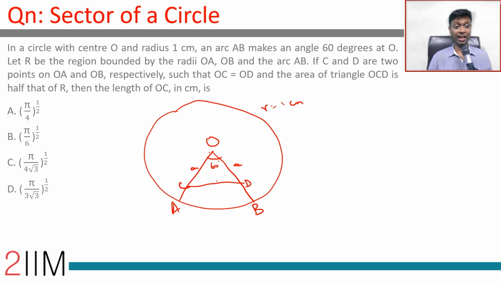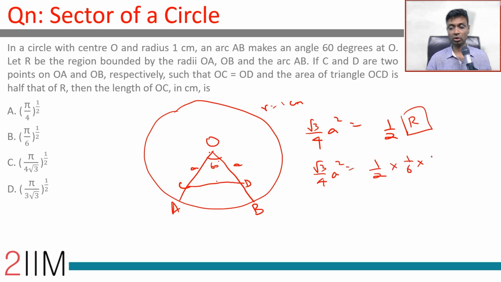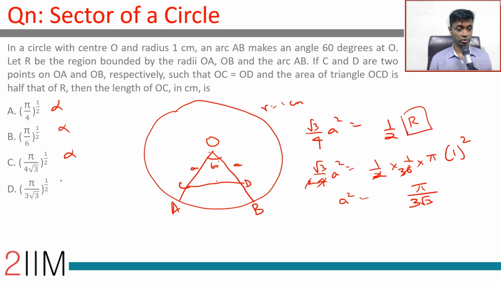The area of triangle OCD is half that of R. So root 3 by 4 A square is half the area of R. This region R. We need to find A. Root 3 by 4 A square is half into 1 by 6 of pi into 1 square. This is 2, this is 3, or A square is pi by 3 root 3, or A is square root of pi by 3 root 3, not this, not this, not this, just one.